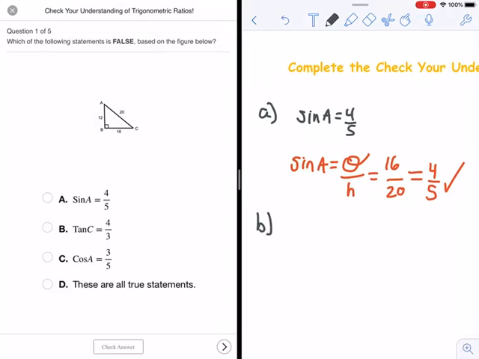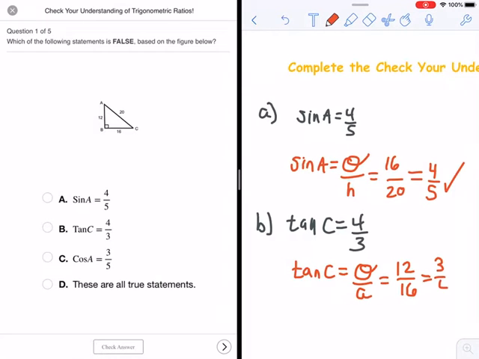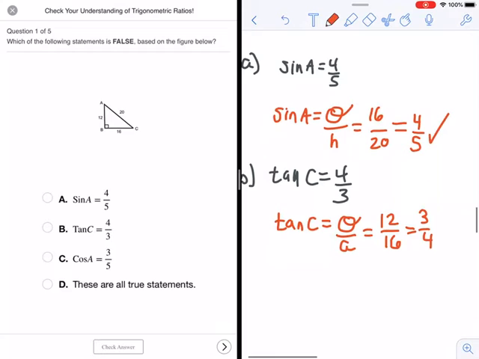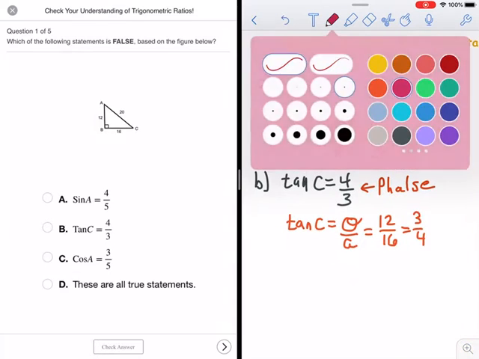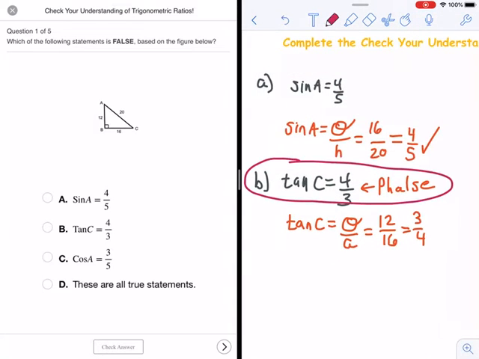Let's look at B. Tangent of C equals 4/3. Let's actually solve that. Tangent of angle C is going to be opposite over adjacent. Now opposite side's 12, adjacent side's 16, and that reduces to 3/4. So that's the false one. Alright, false. So number 1, B is false.